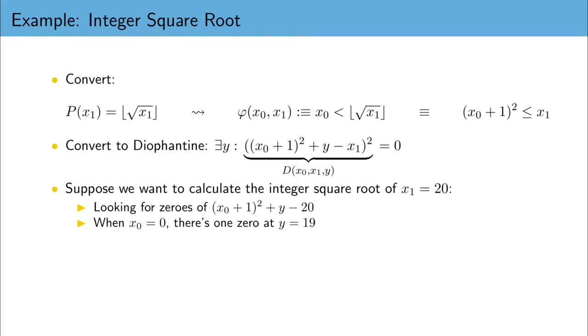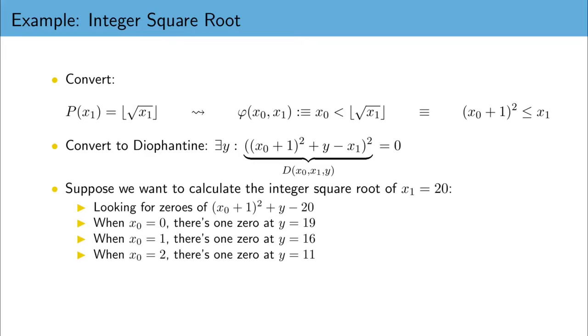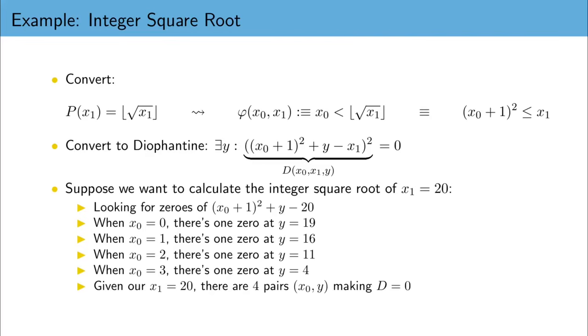There's 1 when x0 is 0 and y is 19. There's 1 when x0 is 1 and y is 16. There's 1 when x0 is 2 and y is 11. And there's 1 when x0 is 3 and y is 4. And that's it. For this particular x1, there are exactly 4 zeros of D. Exactly 4 pairs x0, y, making D equal to 0.